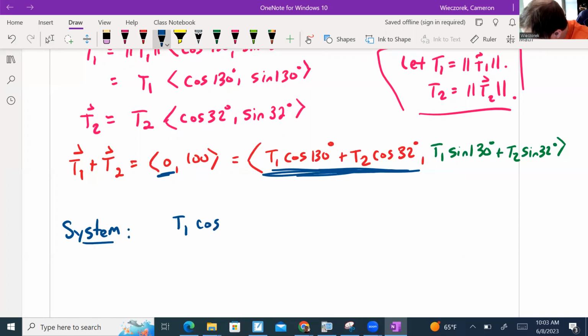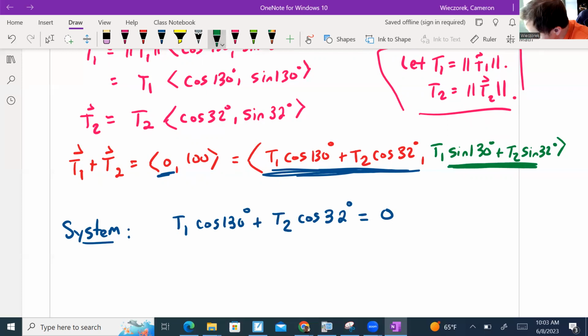And once we set this up, I would encourage you to pause the video and try to do the algebra on your own, and then you can check with my result. There's equation number 1. Equation number 2, I'm going to equate the y components. T1 times the sine of 130 plus T2 times the sine of 32 equals 100.